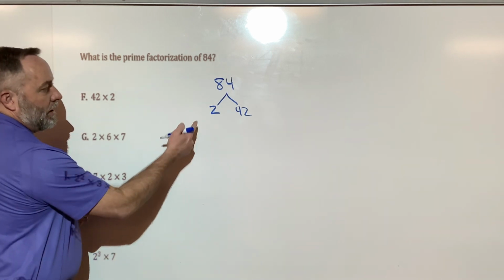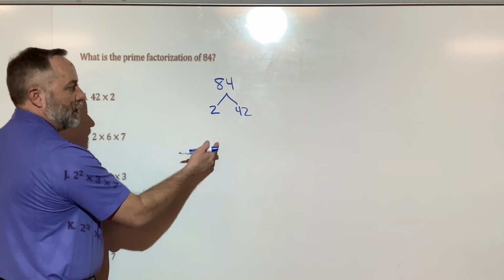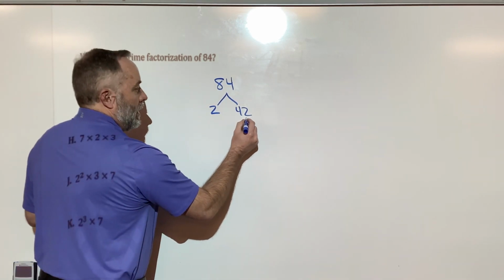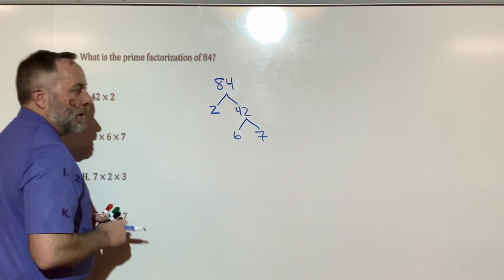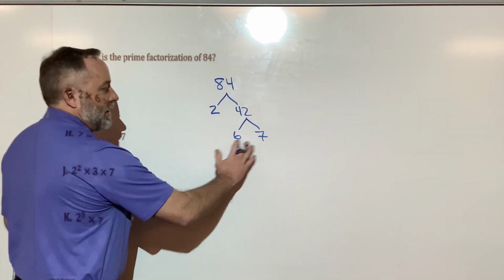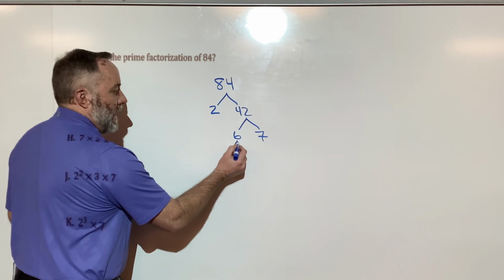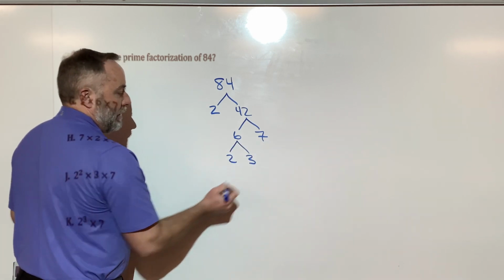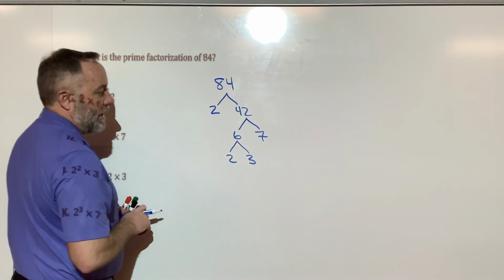Okay, then you might look at the 2, and you recognize 2 as prime because it can only be factored as 2 and 1. The 42, you could factor as 6 and 7. You could do 21 and 2 again, but let's use 6 and 7. And then when you look at these two factors, 6 can be further factored as 2 and 3. And the 7 is prime because it can only be factored as 1 and 7.